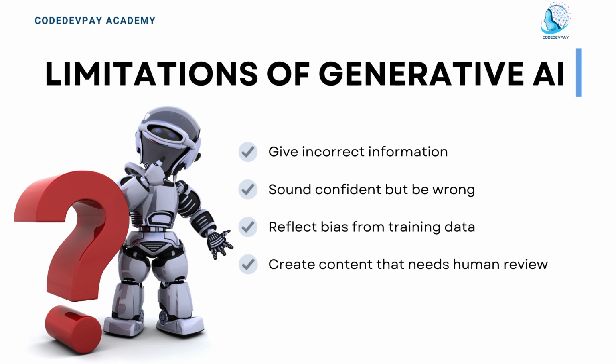Let's move on to limitations of generative AI. It can give incorrect information. It may sound confident but be wrong. This is often termed hallucination. It can reflect bias from its training data. And one thing you should know is that all content generated by these Gen AI models needs to be reviewed by humans before it is put out there for consumption.